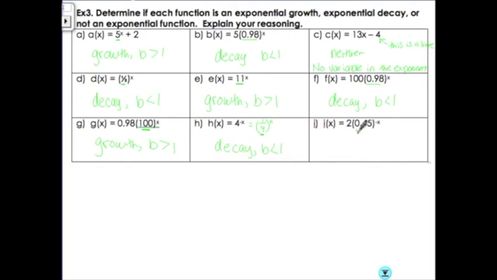You can see here that we have a base that's originally less than 1, but when we flip our exponent to be 1 over 0.45 raised to the x, this is the same thing as 2 to the (100/45), which is indeed greater than 1. Since our base is greater than 1, this is a growth exponential function since b is greater than 1.